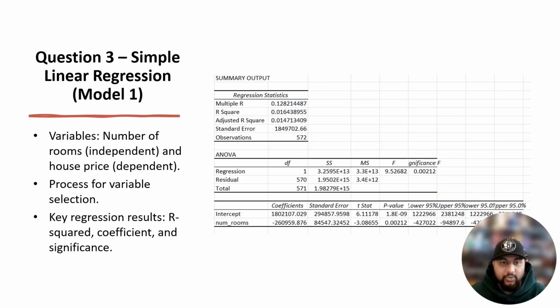Then next we have question three, simple linear regression. So we conducted a simple linear regression with the number of rooms as the independent variable and house prices as the dependent variable. While the number of rooms is significant, the model's R-squared value is low, meaning it explains only a small portion of price variation. The negative coefficient suggests that increasing the number of rooms led to a slight decrease in home prices, an unexpected result that could point to other influencing factors.